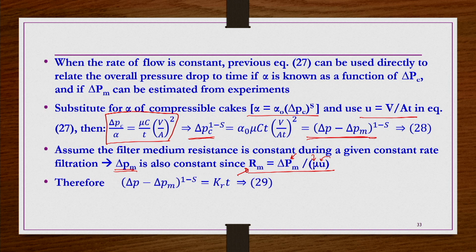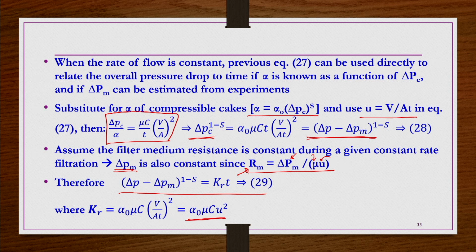So, this equation we can write as delta P minus delta Pm whole power 1 minus s is equal to Kr t, and Kr is nothing but alpha naught mu c, V by At whole square. And if you write this V by At as u, then Kr can also be written as alpha naught mu c u square. That is about constant rate filtration.